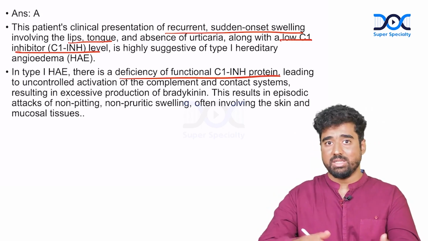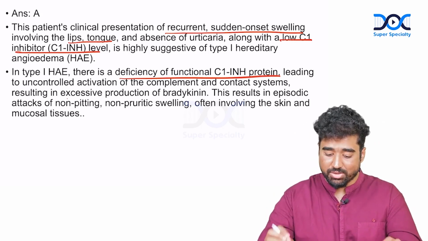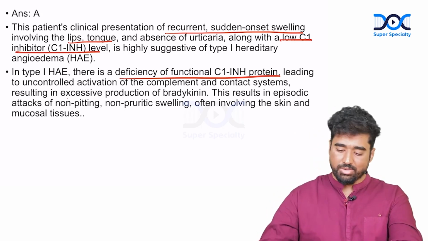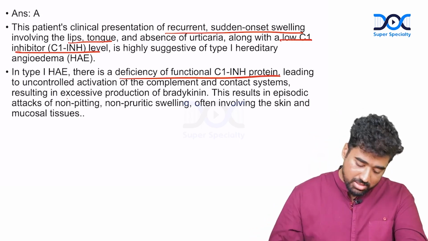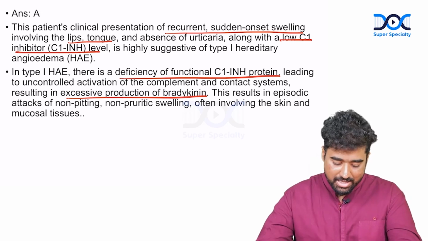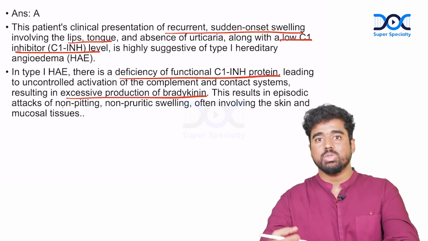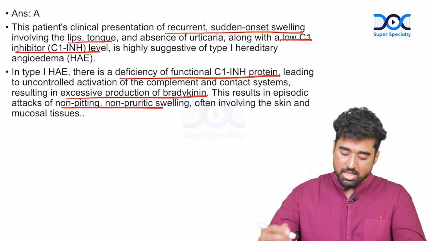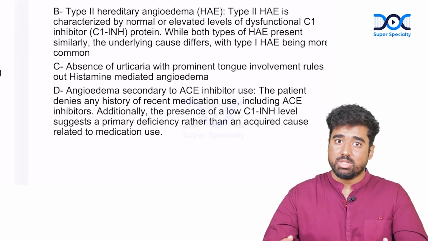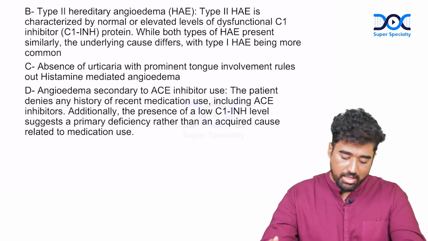So it doesn't mean only the functionality is defective; there is a defect in the quantity of the functional C1 inhibitor protein, leading to uncontrolled activation of complement and other systems, leading to excess production of bradykinin, which eventually leads to this subcutaneous swelling, which is non-pruritic and non-pitting. It often involves the various skin and mucosal tissues, and can even involve the genital areas.